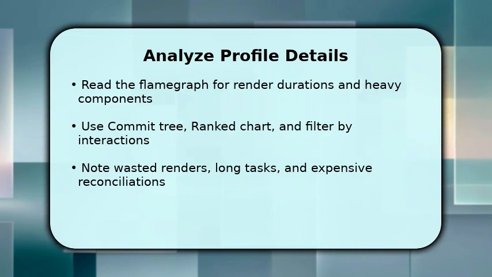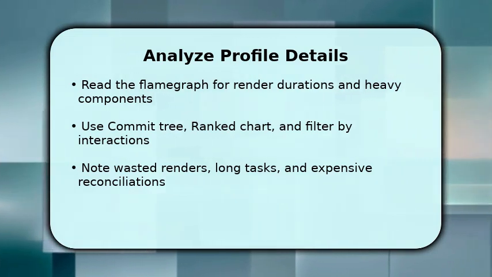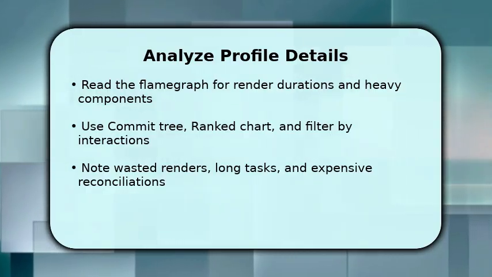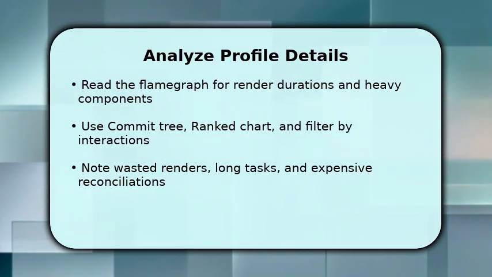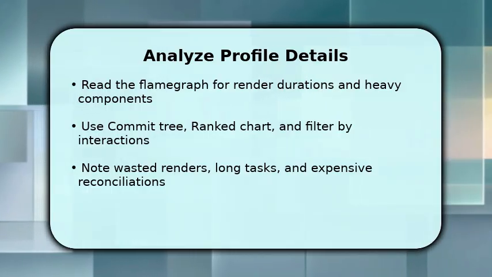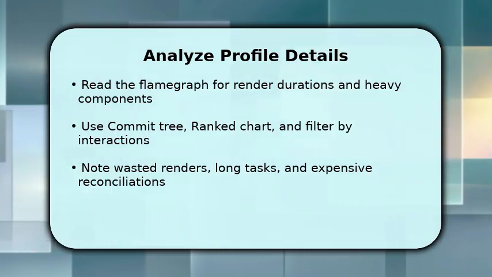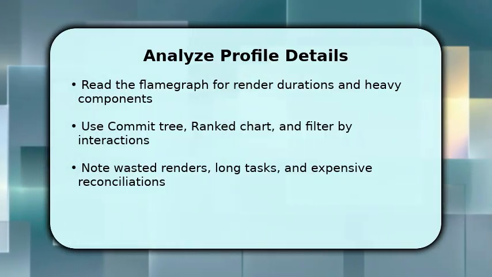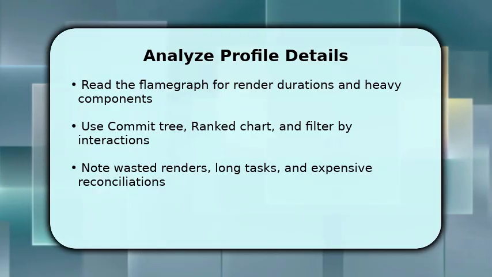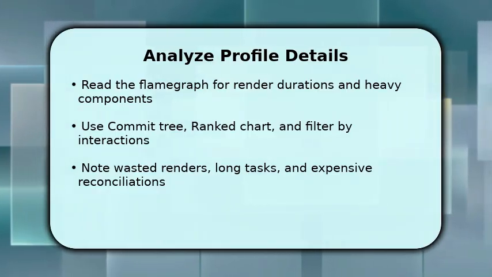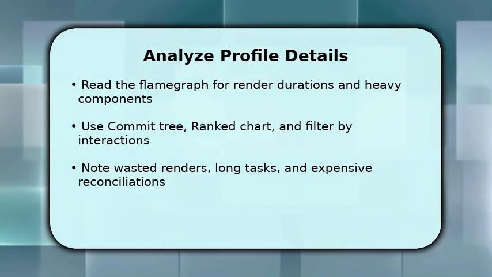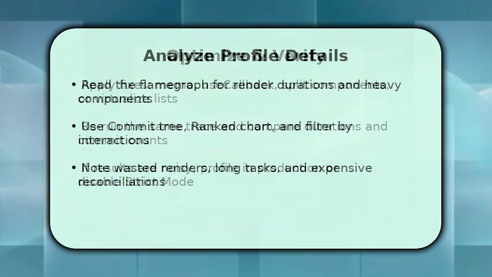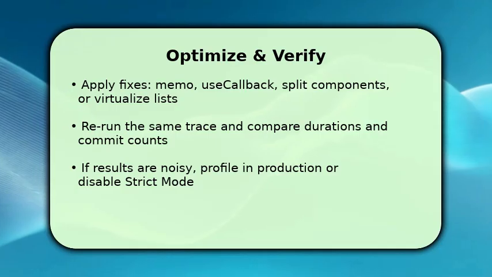Scan the flame graph to find long bars and deep stacks because those show expensive renders. Use the commit tree to see how renders map to user actions and switch to rank to find the slowest components quickly. Once you identify suspects, inspect props/state changes and the wasted renders indicator to see avoidable work. Make sure to filter by the interaction you recorded so you aren't chasing unrelated commits, and export traces if you need to compare runs. Make targeted changes based on the hotspots.